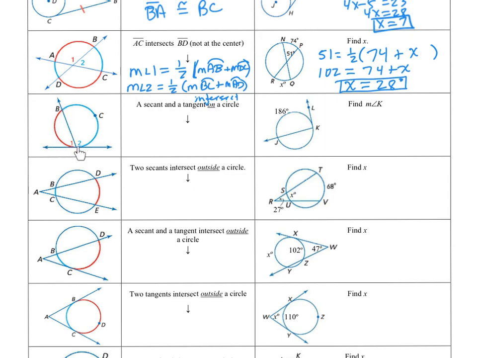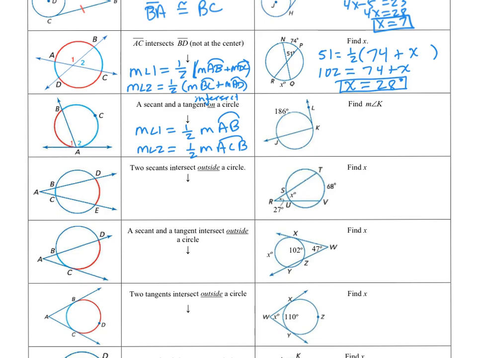Since this vertex is on the circle, to find the measure of angle 1, the measure of angle 1 is going to be 1/2 the measure of the intercepted arc, which would be arc AB. All right? And then to find the measure of angle 2, here's angle 2. So let's look at the arc that it intercepts. It's a major arc. So the measure of angle 2 is going to be 1/2 the measure of the arc it intercepts, which is major arc ACB.